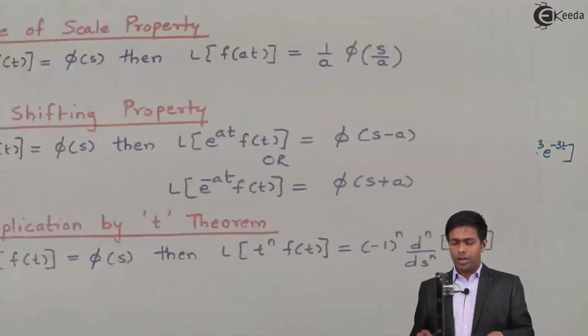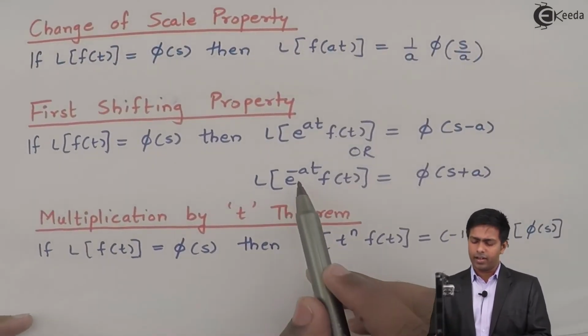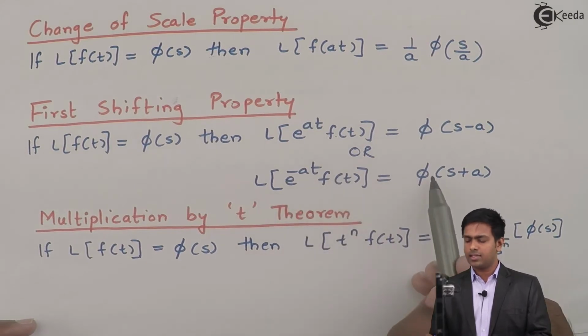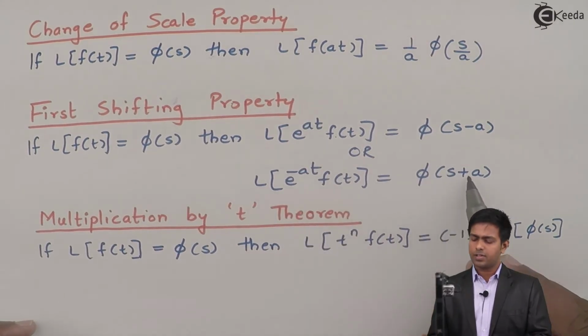Now, in first shifting property, it is given that if we have the term e raised to minus at f of t, then the answer will be function of s plus a.